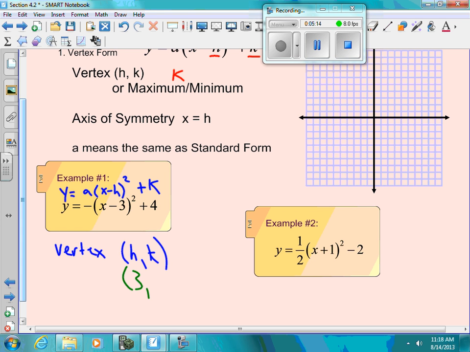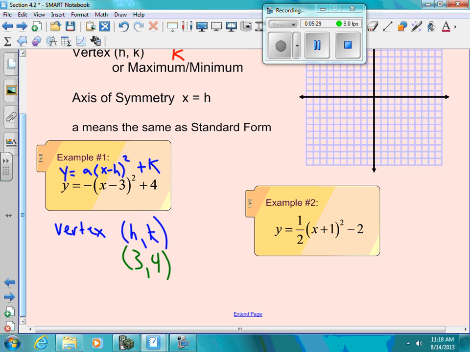K, more straightforward. K is what k is. If it's a positive 4 at the end, then k is positive 4. If it's a negative 4 at the end, k would be negative 4. But we have our vertex. Our vertex is 3, 4. Our axis of symmetry.